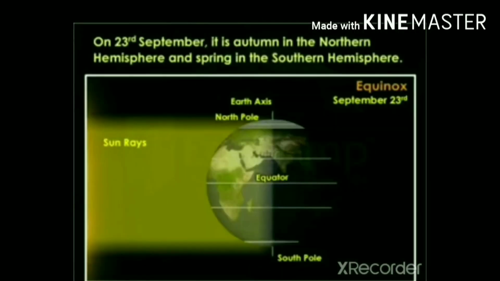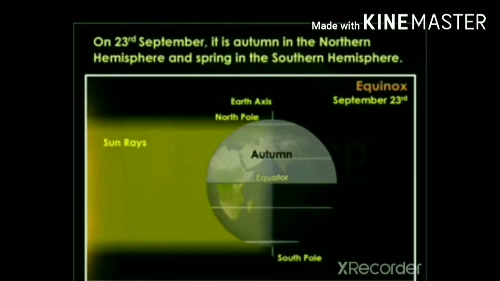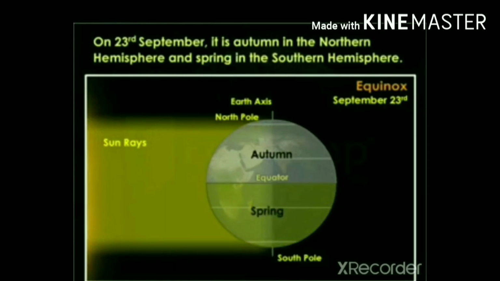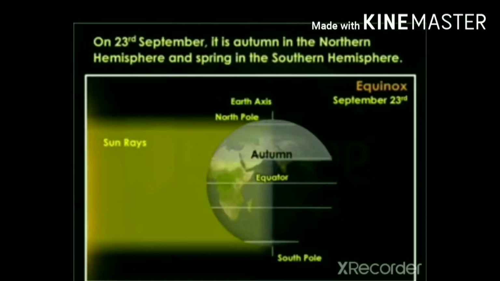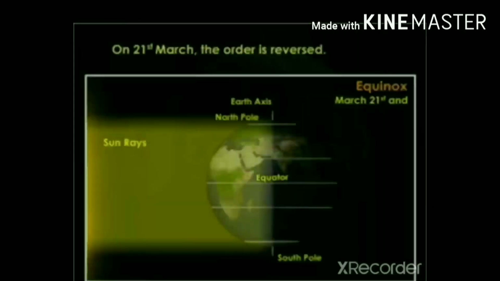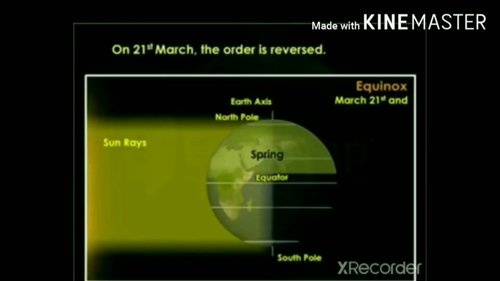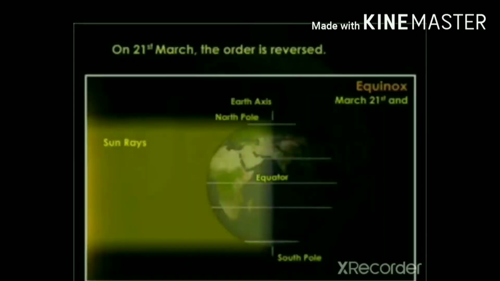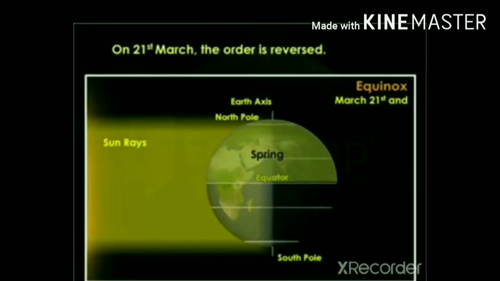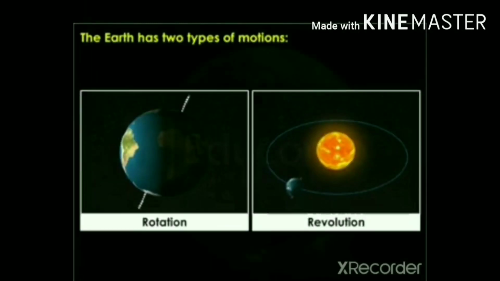On 23rd September, it is autumn season in the northern hemisphere and spring season in the southern hemisphere. It is known as autumnal equinox. And on 21st March, it is spring season in the northern hemisphere and autumn season in the southern hemisphere. It is called spring equinox. Thus, you find that there are days and nights and changes in the seasons because of the rotation and revolution of the earth, respectively.